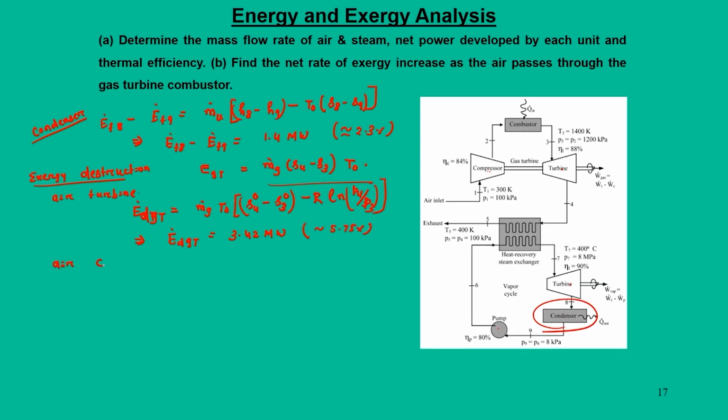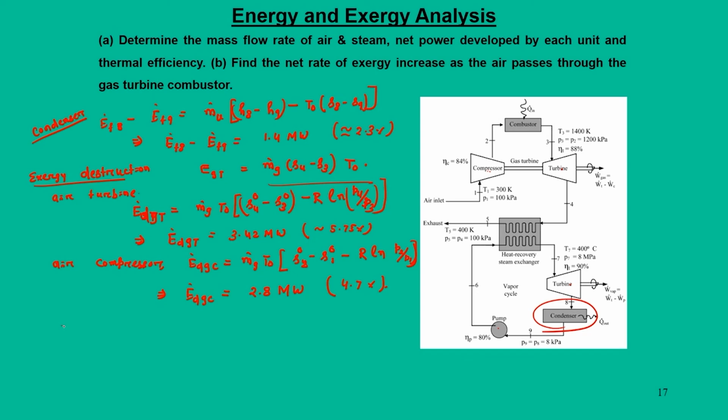Similarly, for the air compressor, we write E dot D, the exergy destruction of the gas compressor, as m dot G T0 into S2 0 minus S1 0 minus R ln P2 by P1. This data will give you 2.8 megawatt, which turns out to be in the range of 4.7%.